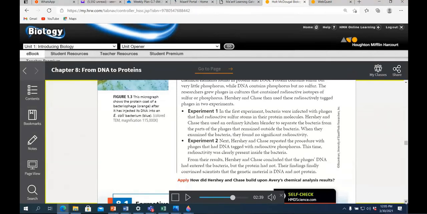So this proved that it was not protein which was injected into the bacterium, but it was DNA which contained the radioactive phosphorus. From their results, Hershey and Chase concluded that the phage's DNA had entered the bacterium, but the protein had not entered. So protein is only the outer protective coat. Their findings finally convinced the scientists that the genetic material is the DNA but not the protein.